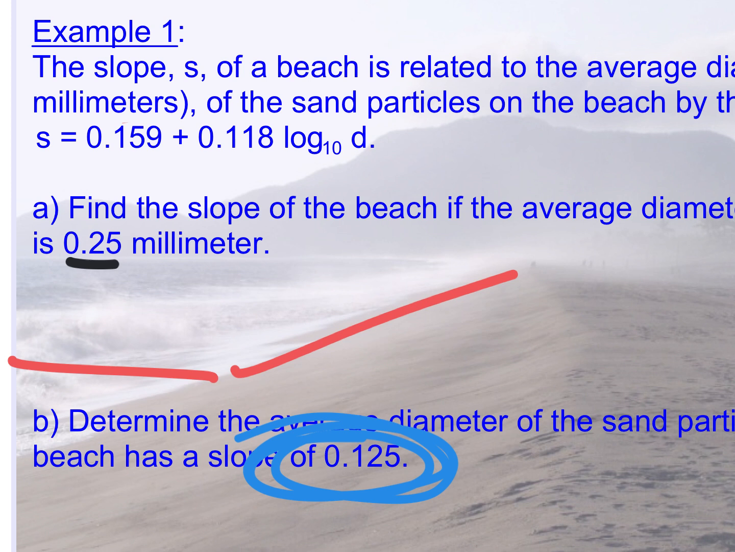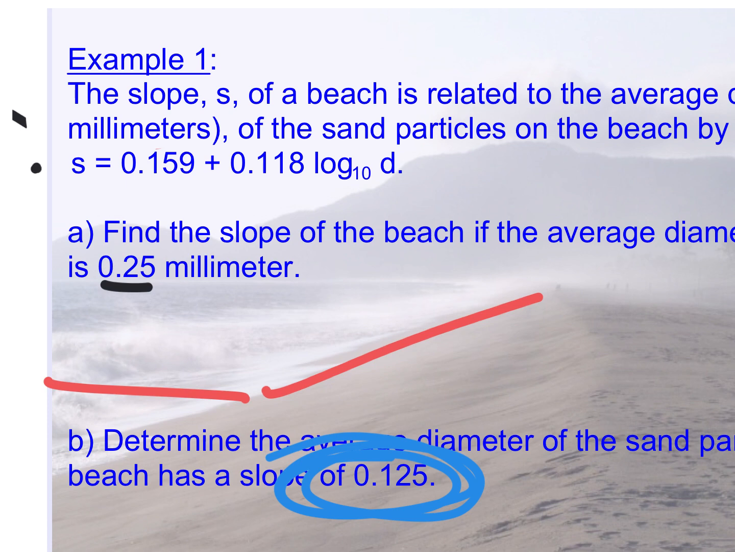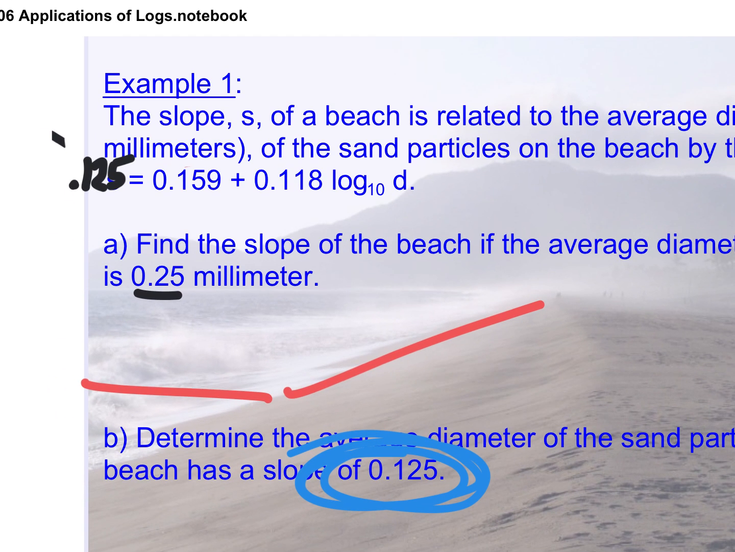This time the 0.125 goes in the only other spot that it could go, which is right there. So to solve this, I would start by subtracting the 0.159.